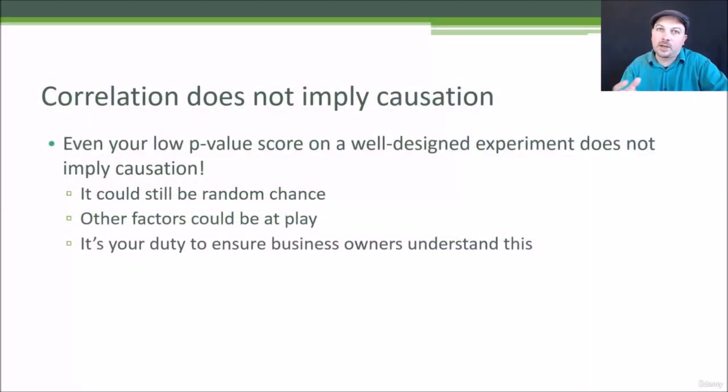Remember, correlation does not imply causation. Even with a well-designed experiment, all you can say is there is some probability that this effect was caused by this change you made. At the end of the day, there's always going to be a chance that there was no real effect, or you might even be measuring the wrong effect. It could still be random chance. There could be something else going on.